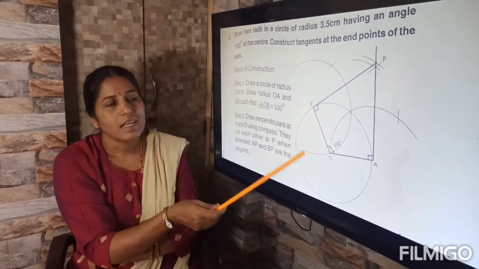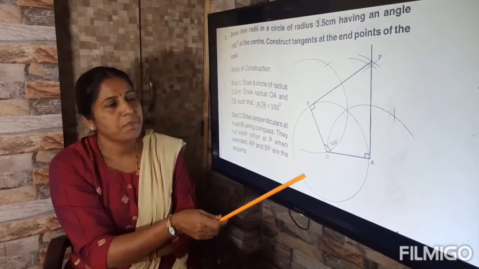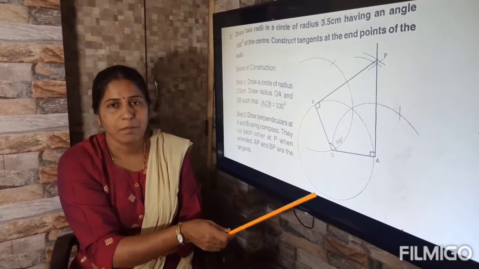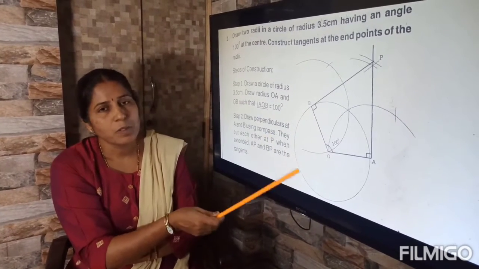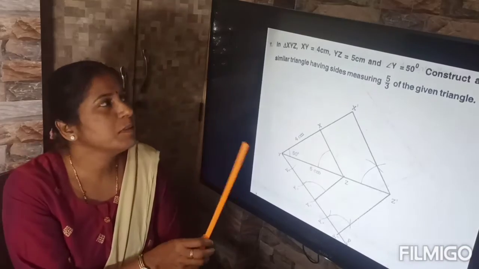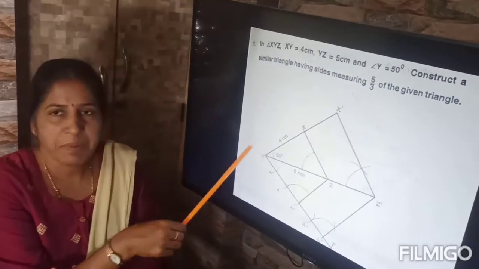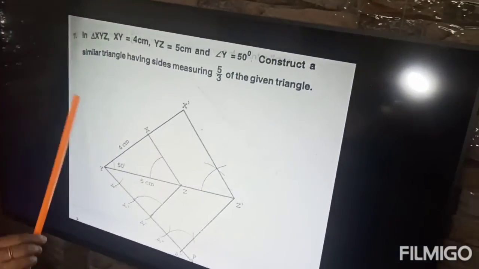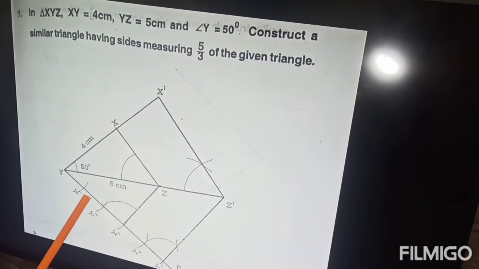Okay. Then it is easy, a very simple construction. You can practice properly. We'll go to the next type of construction. We'll do one more construction. Similar construction, little different measurements are given here.